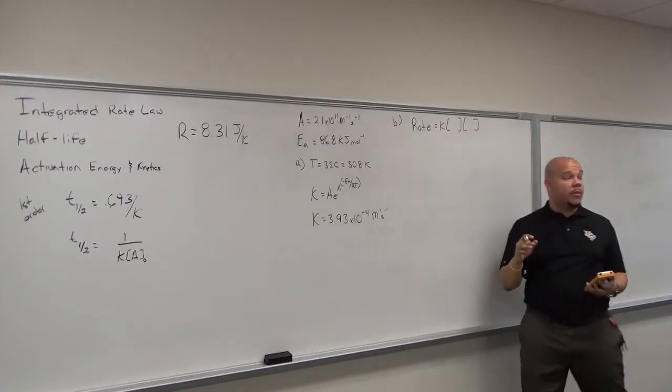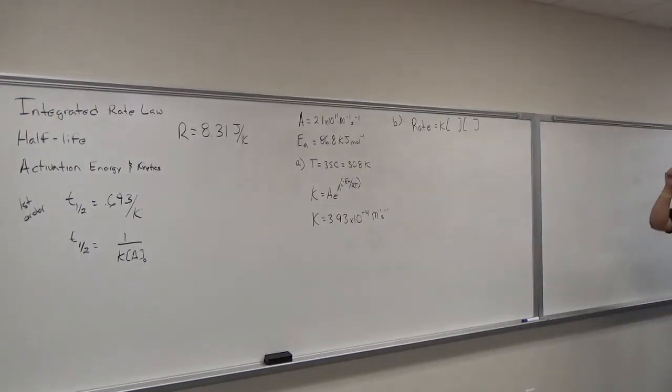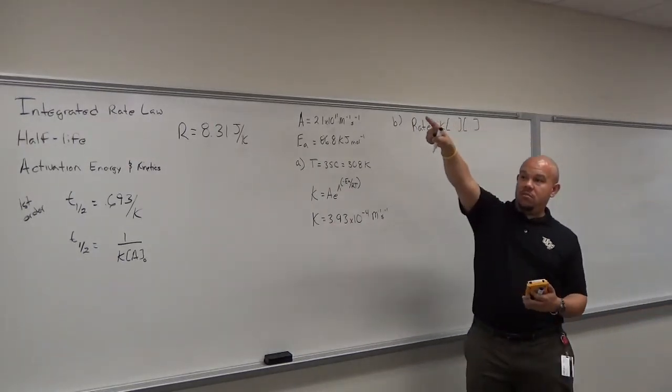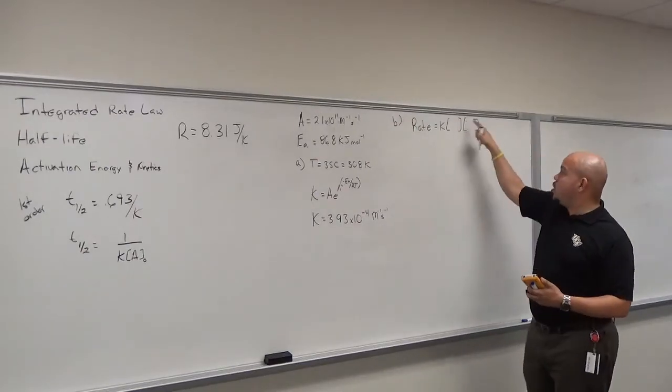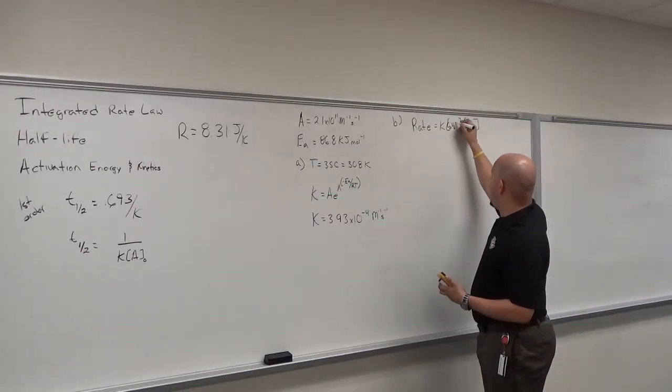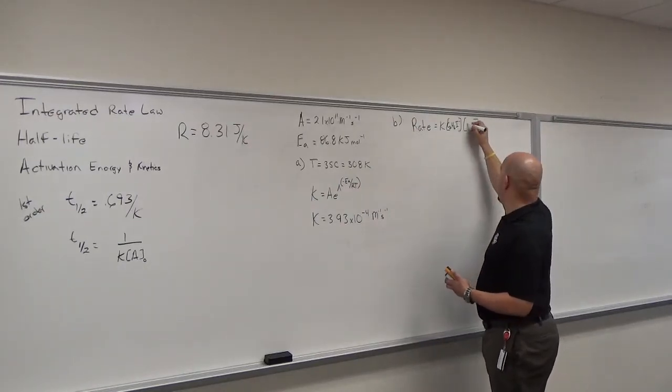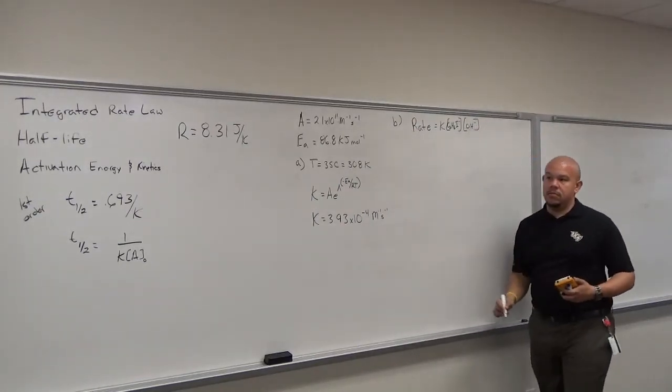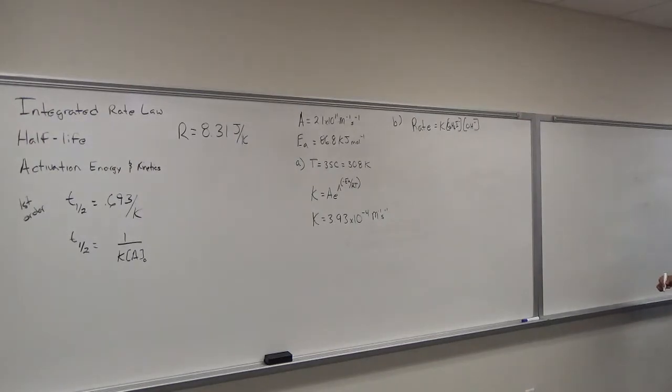Why are we talking about rate laws that look like this? Well, they told us that it is first order in each. We have two reactants. Look at our equation. We should have each of those raised to the first power. So we should have C2H5I and OH minus.